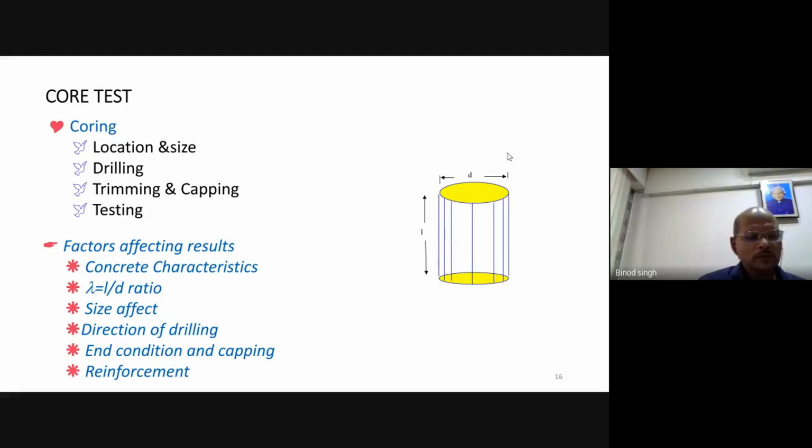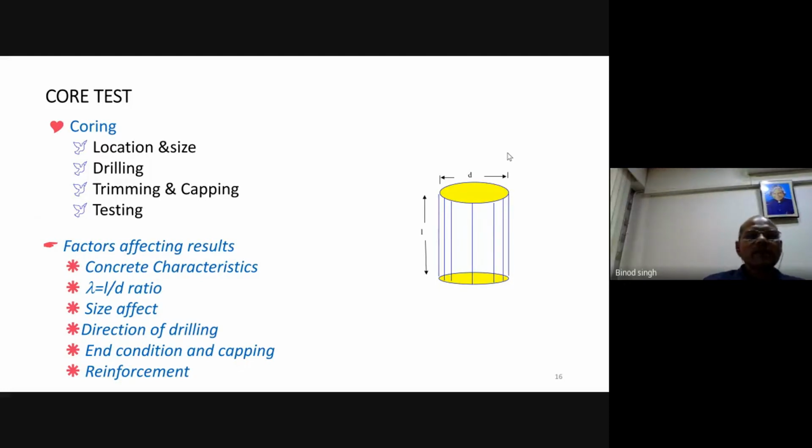So then you have to cut with a saw, concrete saw. And then you have to go for the capping. Capping material is there. Generally, sulfur capping is preferred because that can be reused again and again. And then you have to go for the testing. So testing will be done in a compression testing machine.